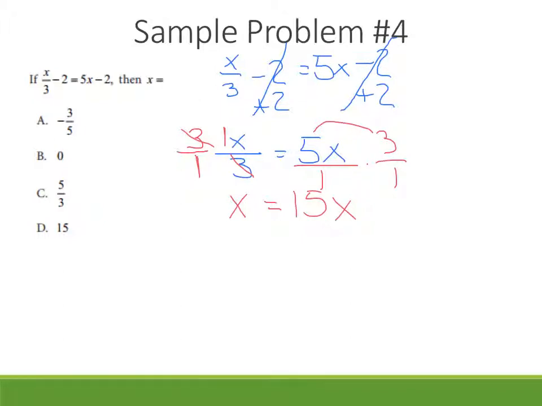What's going on here? I have x equals 15x. How can a number equal a number times 15? Well, there is only one way to do that. That would be if x were to equal what? 0. Okay, so B here is going to be the correct answer, because the only way for this sentence to be true is if I plugged in a 0 for x, and then 15 times 0, because anything times 0 is going to be 0. So the only way to get a true statement there is for x to be 0.